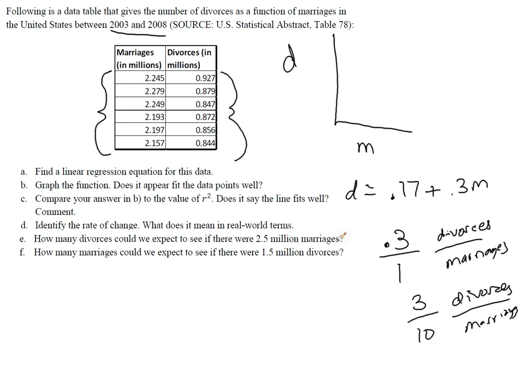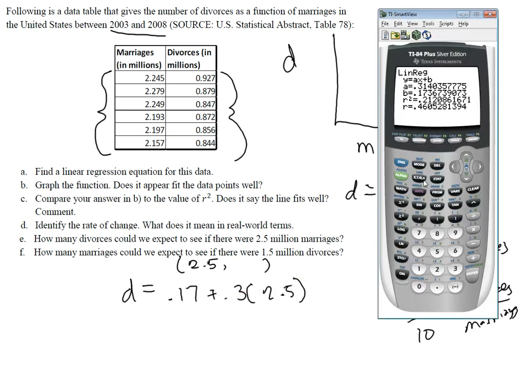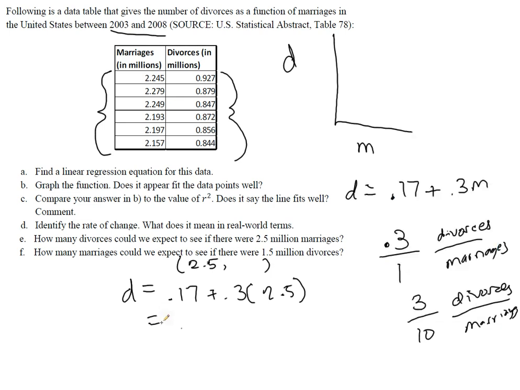How many divorces could we expect to see if there were 2.5 million marriages? Well, that means that we were looking for the number of divorces. We know that there are 2.5 million marriages, and we have 0.17 plus 0.3 times 2.5, and that comes out to 0.92. So we would expect 0.92 million divorces in that case.